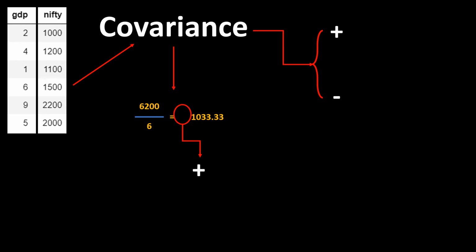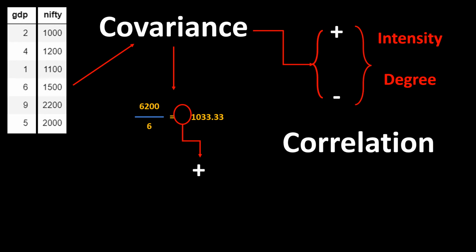But now the point is how strong this positive or negative correlation is. What is the intensity or degree of this positive or negative correlation? This is something which is addressed by correlation. So correlation will tell us two things: one is the type of relationship, the other is the strength, intensity or degree, whatever you want to say, of that relationship. With covariance we found the relationship, and correlation tells you how strong it is.